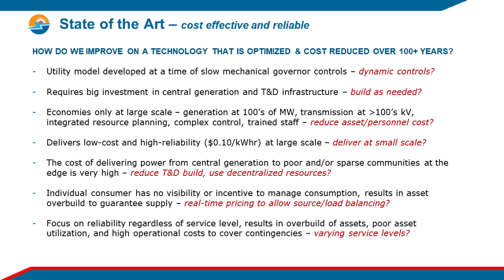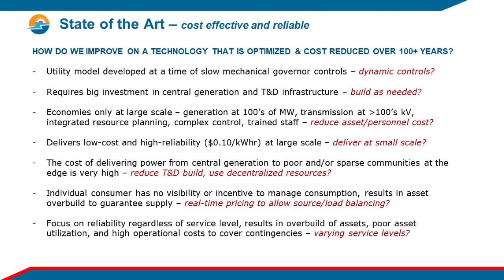Today's model is you put a huge investment in generation and T&D infrastructure. That's fine when you have lots of money to spare. When you're in an impoverished country in very poor communities, can you afford to do that? Is that the right model by which you scale and develop? Can we build as needed? In the past that's not been economical, but maybe today the story is going to be different.